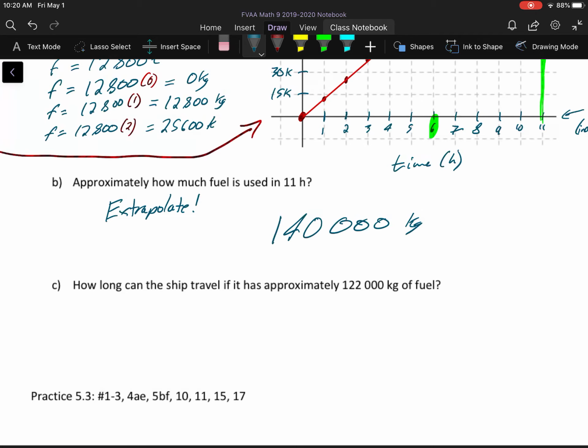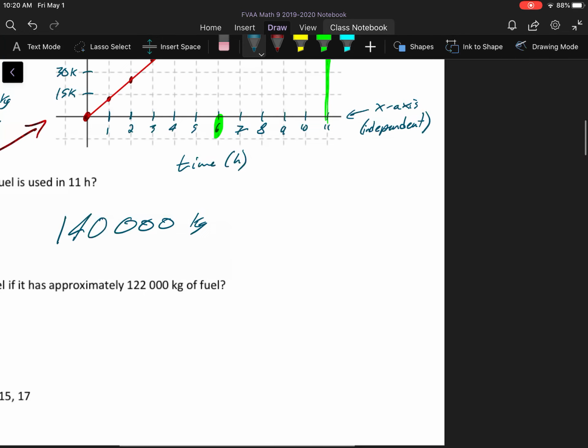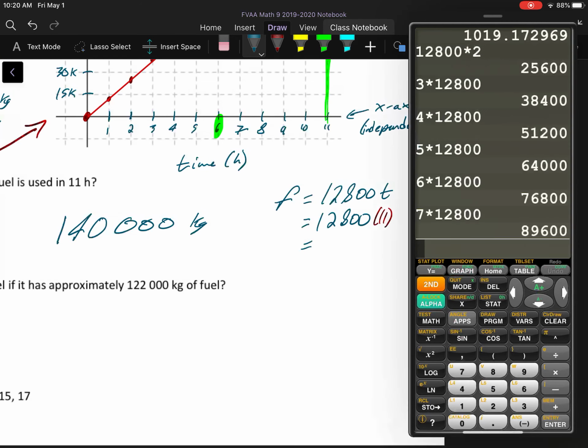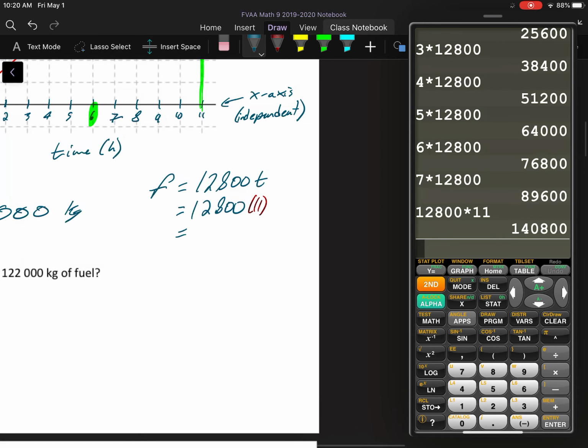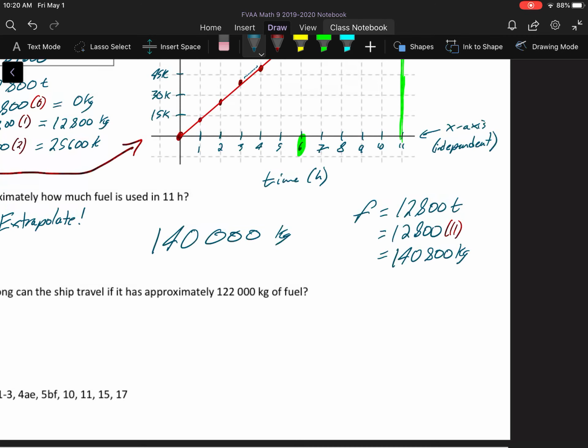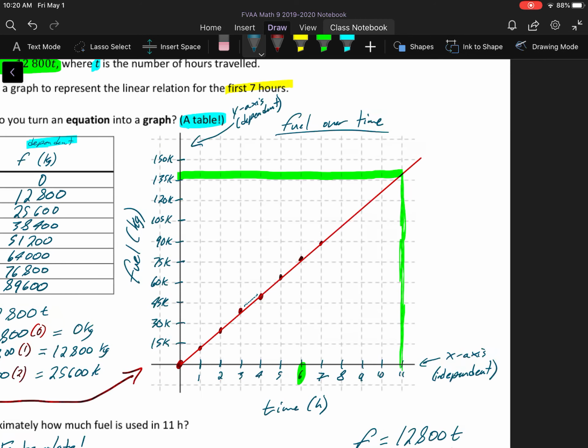So we approximate using the graph. However, we can also use the equation to find the exact answer, right? So by using the equation, it would be F is equal to 12,800 T, which would equal 12,800 times 11, which would equal, oh, wow, we did pretty well. 140,800. We were only 800 kilograms off, which seems like a large amount, but relatively quite small, right? So this was a very good approximation based on the extrapolation of the line on the graph, okay?